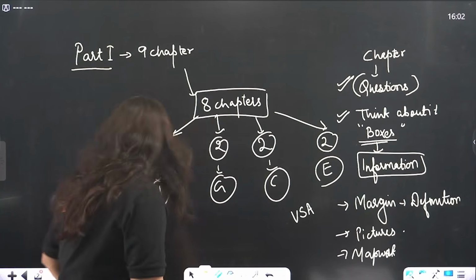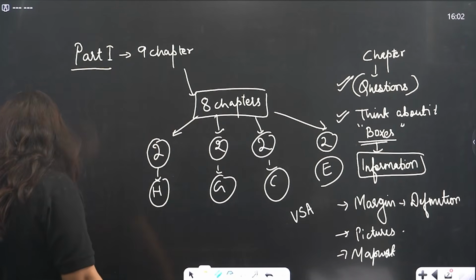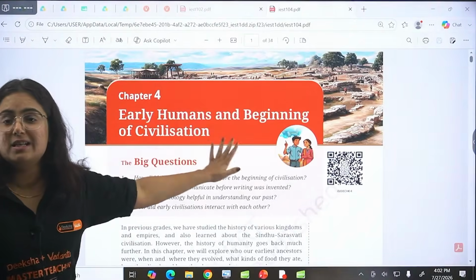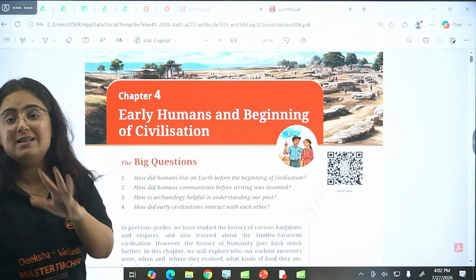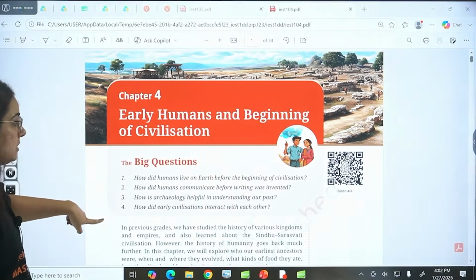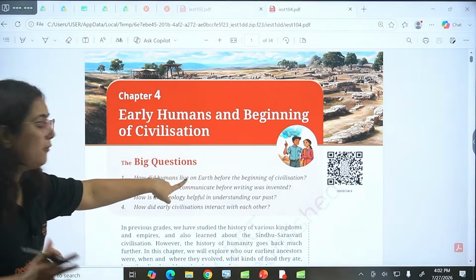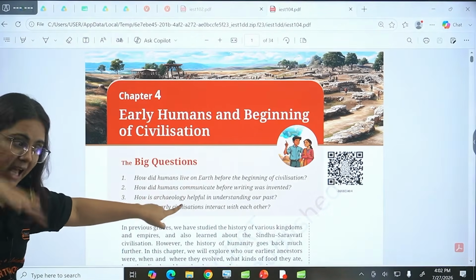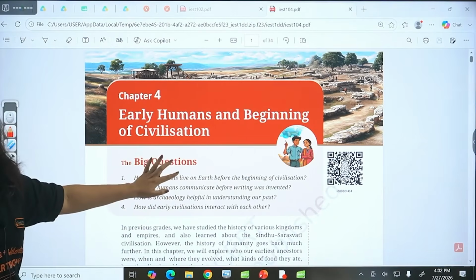But today what we have to understand is the pattern, how we have to read those new NCERTs of yours. See, as I just told you, the NCERT starts with questions. How did humans live on earth before the beginning of civilization? It can come, but something revolving around it can also come.